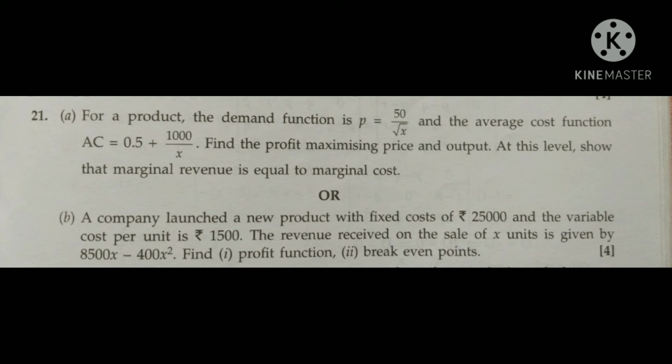So here the demand function is given and the average cost function is given. So we have to find the total cost function. As we know, average cost function is equal to total cost function by x. So total cost function is equal to the total number of units times the average cost function. So let's see the solution.